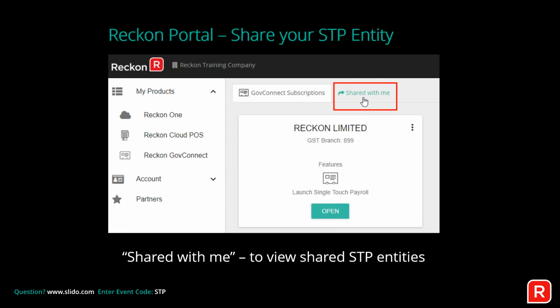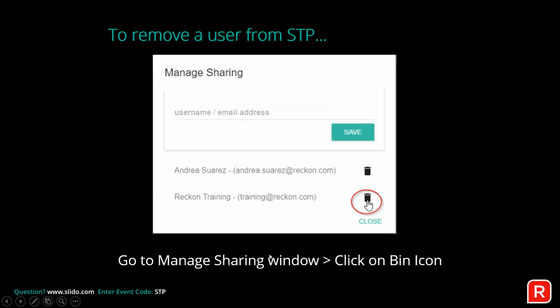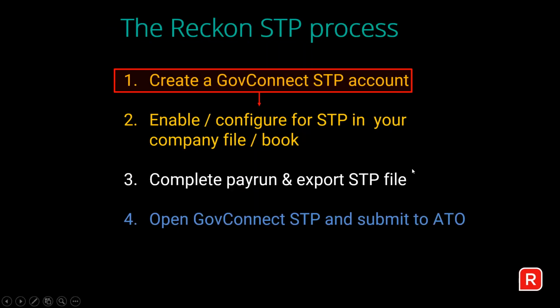On your GovConnect portal homepage, you will only see tiles for the entities you create. People who share files to you, their tiles will appear in the section called Shared with Me. So if you click on that, you'll see all the entities shared to you. To remove a sharing from a STP entity, all you need to do is click the 3 dots again, and in the list of users there, just click on the trash can next to the user you want removed.